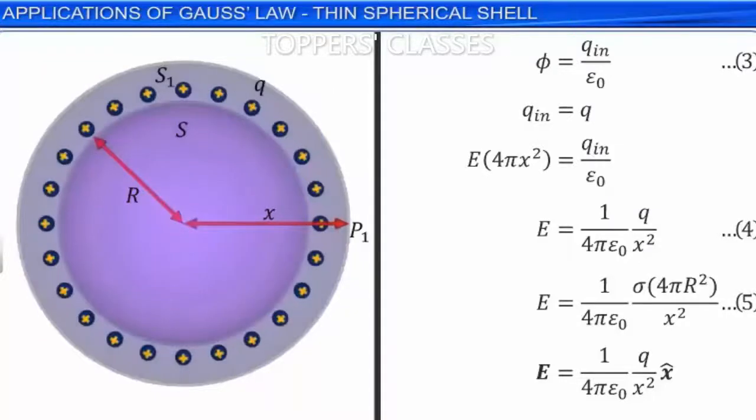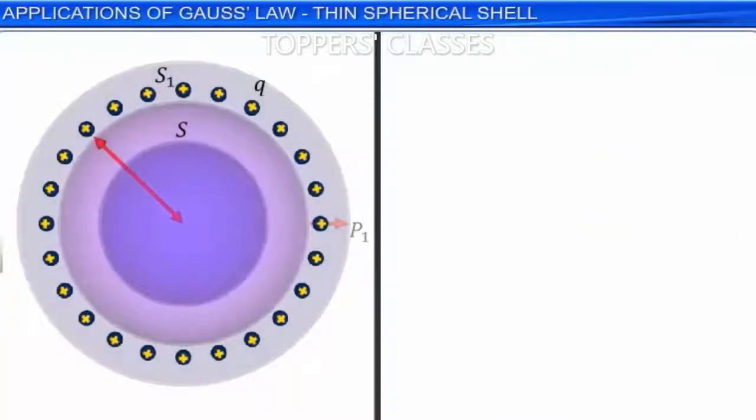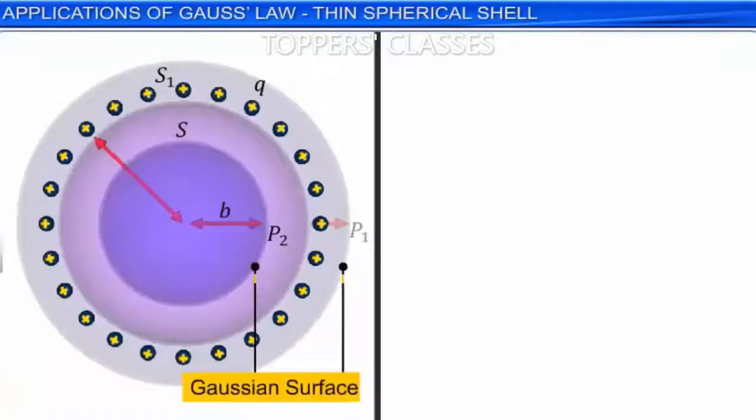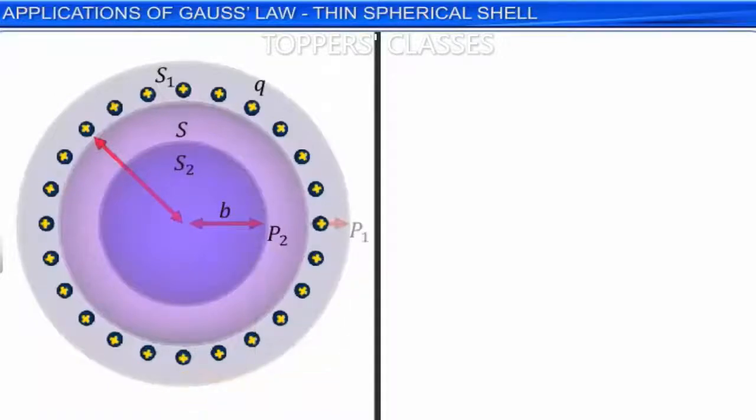Now, consider another point P2 inside the charged spherical shell, which is at a distance b from the center of the shell. To calculate the electric field strength at P2, draw a Gaussian surface S2 of radius b. Since the Gaussian surface S2 does not enclose any charge, Qin is equal to 0 for the given surface. Hence, net flux phi through this surface is 0.